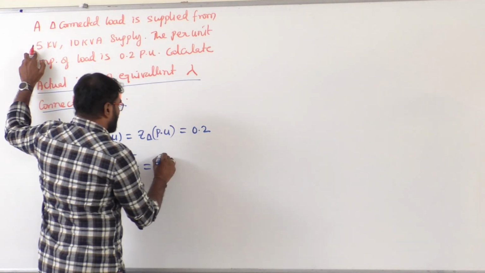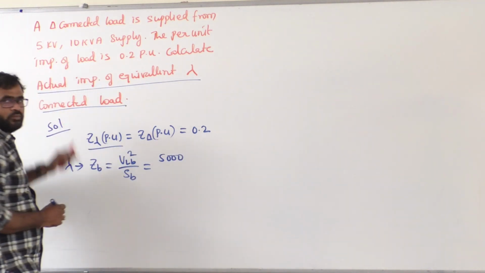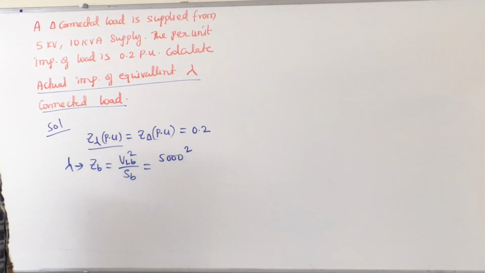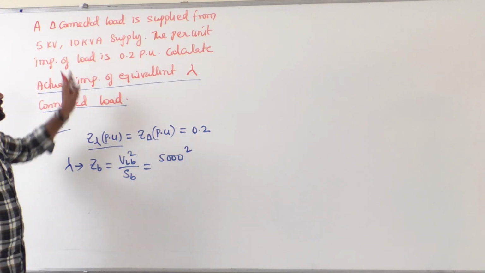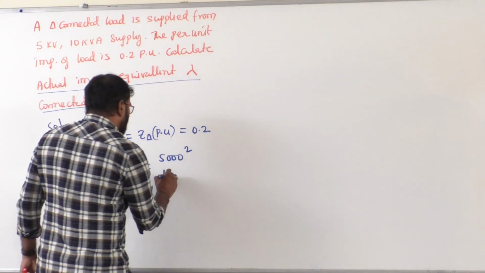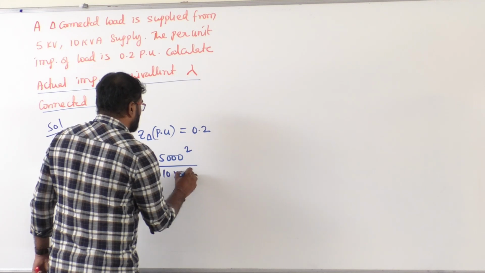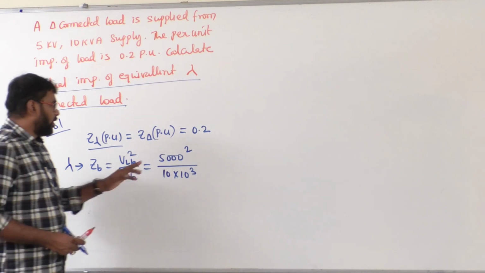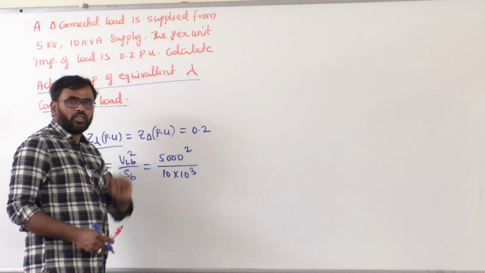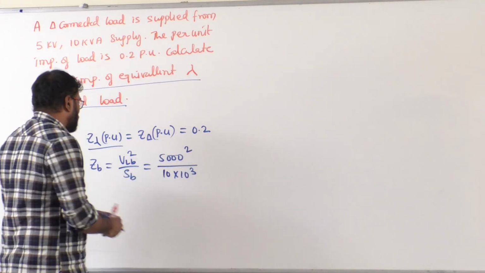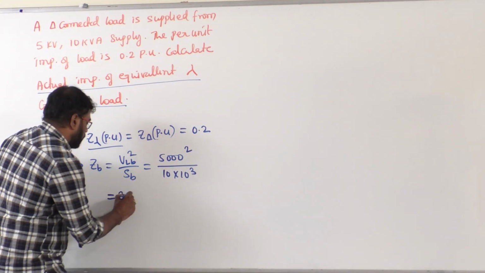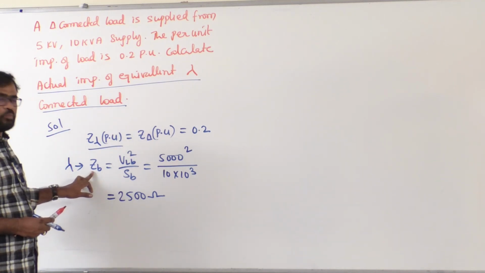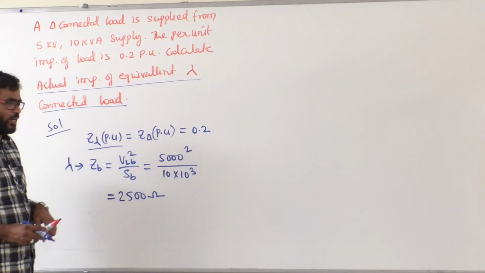What is the line voltage base? 5 kV. So I can write 5000 squared, because it is 5000 volts. 10 kVA means 10 into 10 power 3 volt amperes, so that you don't have any confusion. So 5000 squared over 10 into 10 power 3 volt amperes. If I solve this, I get 2500 ohms. So Z base for star connection is 2500 ohms.